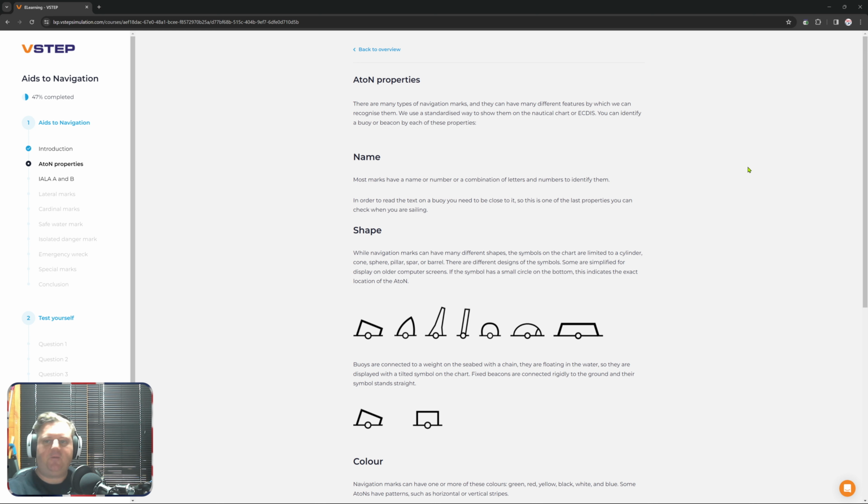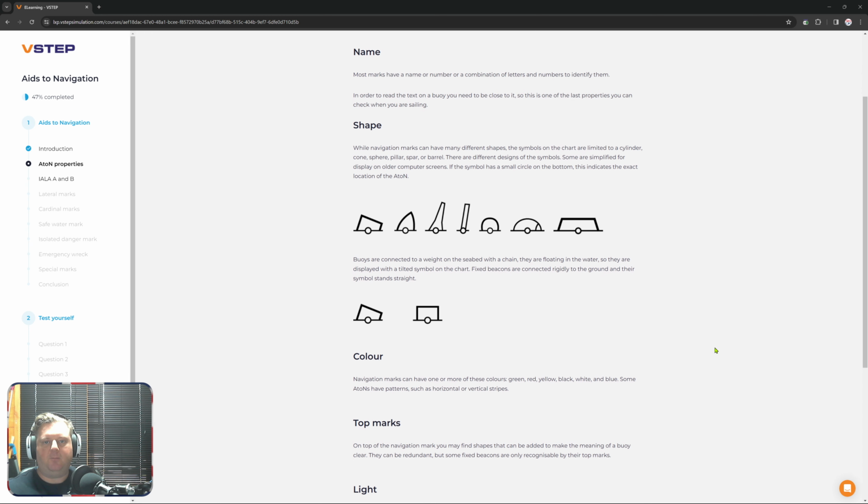They can have many different features by which we can recognize them. We use a standardized way to show them on the nautical chart, or ECDIS. You can identify a buoy or beacon by each of these properties. Name. Most marks have a name or a number or a combination of letters and numbers to identify them. In order to read the text on a buoy, you need to be close to it. So this is one of the last properties you can check when you are sailing.